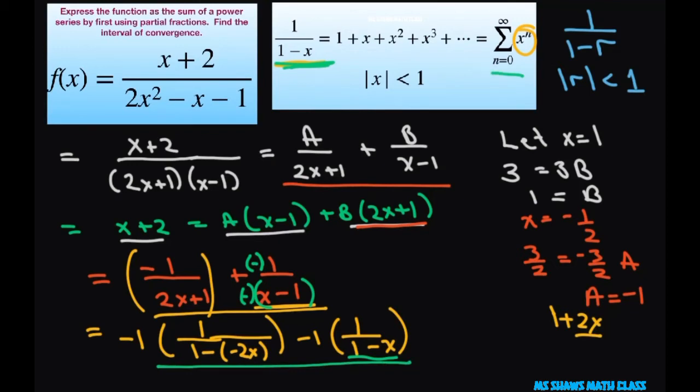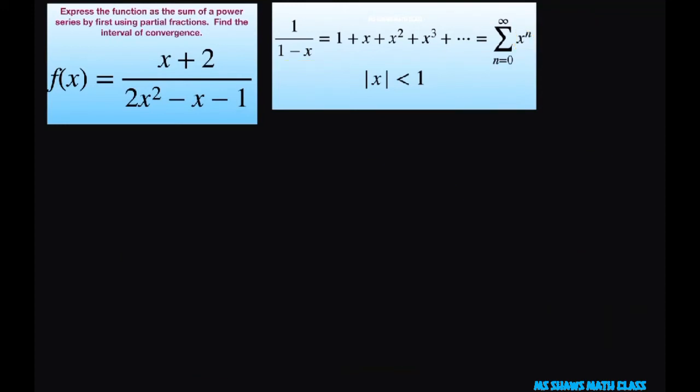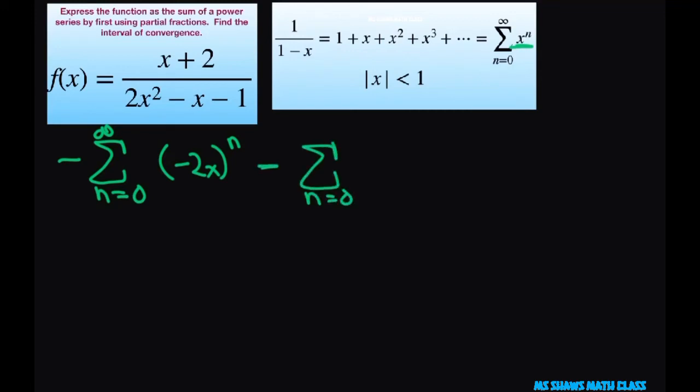So since I have that form, this is going to be your x here. This is going to be your x. So what we're going to get is, factoring out this negative 1, negative the sum of n equals 0 to infinity, and then your x was negative 2x, that's going to be to the nth power. And then the second piece we had was negative the sum of n equals 0 to infinity of x to the power of n.